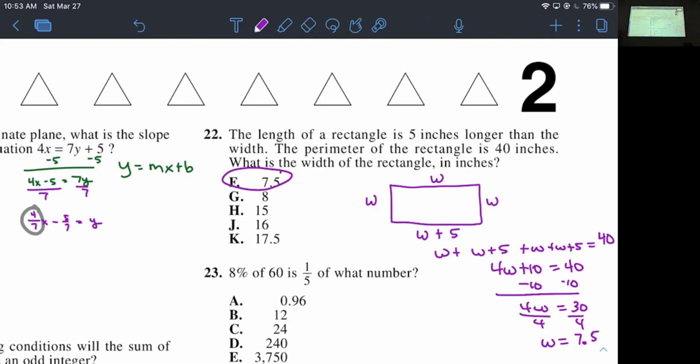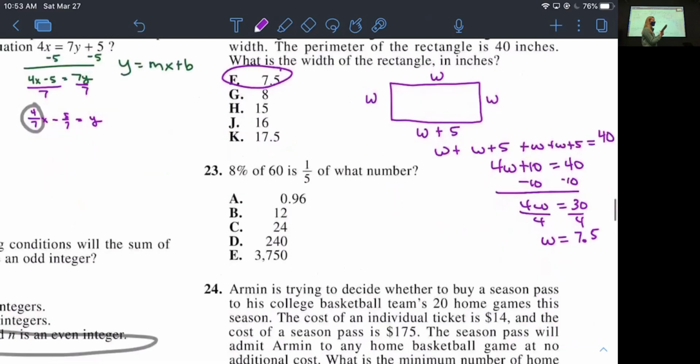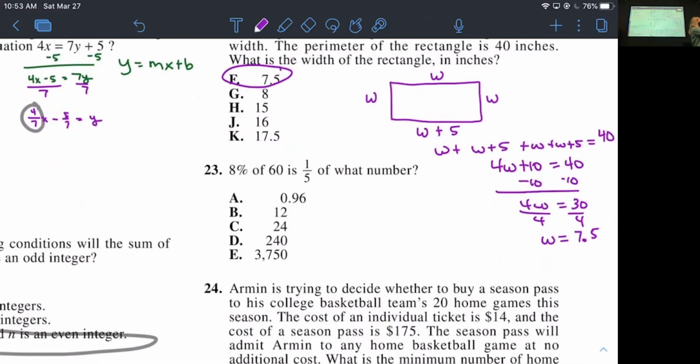23 says 8% of 60 is 1/5 of what number? Well, let's find 8% of 60 first. To do 8% of 60, let's change 8% to a decimal. What's 8% as a decimal? 0.08. So we can take 0.08 times 60. What's 0.08 times 60? What is it? 4.8? Yeah. 4.8 is 1/5 of what number?